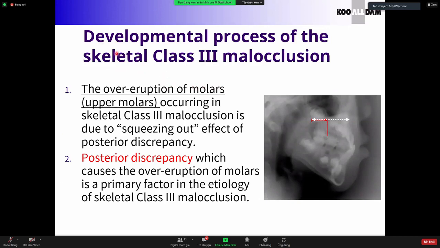So this is the main developmental process of skeletal class 3 malocclusion. The over-eruption of the molars, especially the upper molar, occurring in skeletal class 3 malocclusion is due to the squeezing-out effect of a posterior discrepancy. The posterior discrepancy, which causes the over-eruption of molars, is a primary factor in the etiology of skeletal class 3 malocclusion.